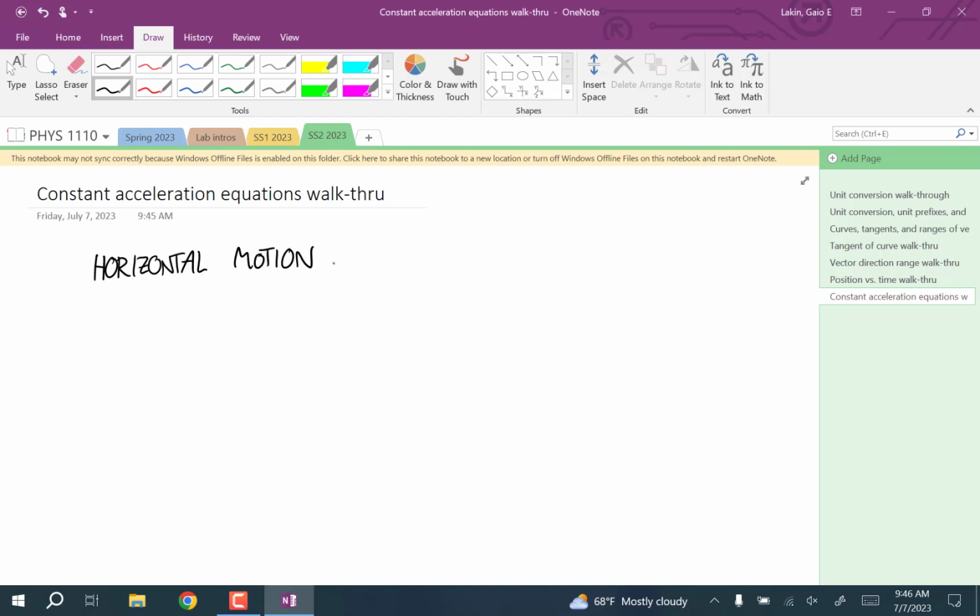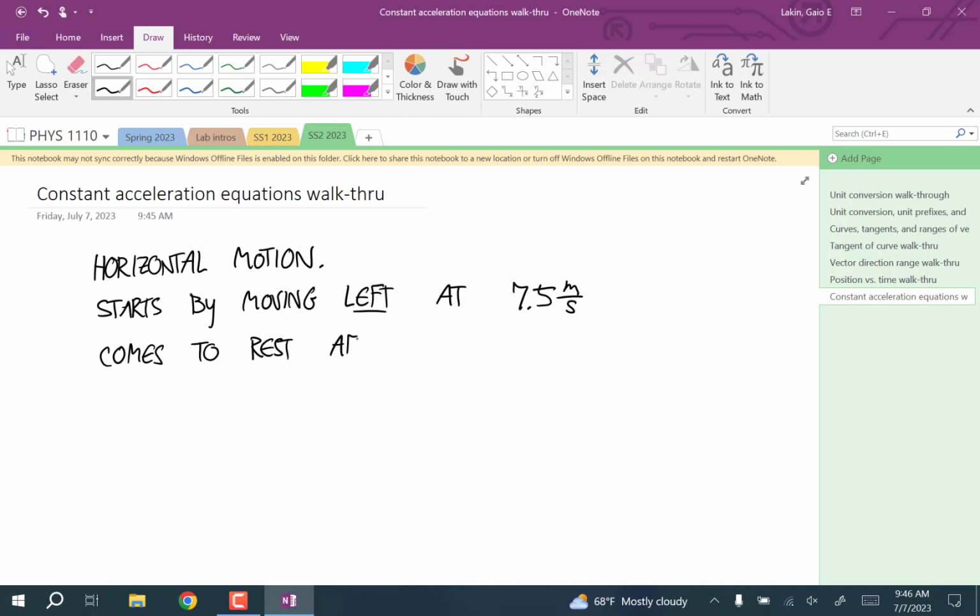And let's say that the object starts moving to the left at 7.5 meters per second. And so it's traveling to the left, and it comes to rest after it travels a distance of 15 meters.